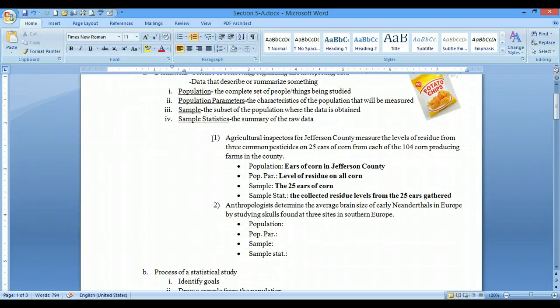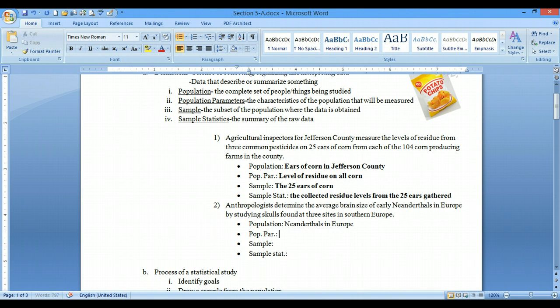Let's try another one together. Anthropologists determined the average brain size of early Neanderthals in Europe by studying skulls found at 3 sites in southern Europe. Okay, the population. This is all the people or things, a complete set. So ours is the Neanderthals in Europe.